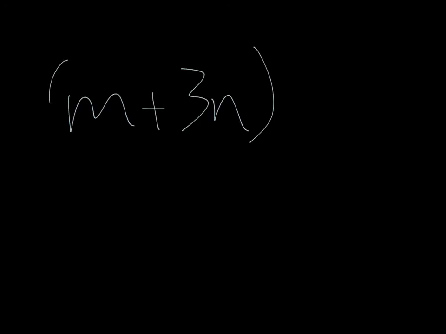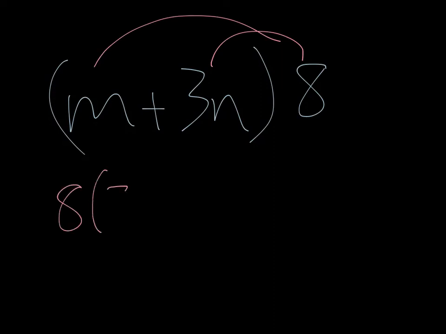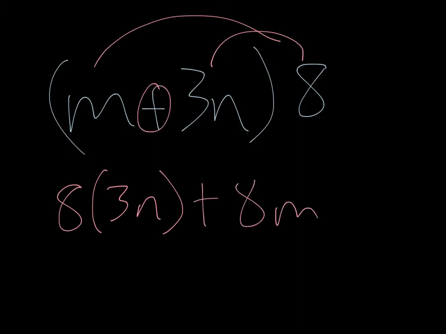If I rewrite that now, so I had (m plus 3n), and that entire quantity times 8, again, like I said, distribute all the way through. So now, rewriting those, I'm going to have 8 times 3n plus 8 times m. Now I can simplify this a little bit because I do know what 8 times 3 is. So I can take 8 times 3, and that's 24, and then take 24 times n.